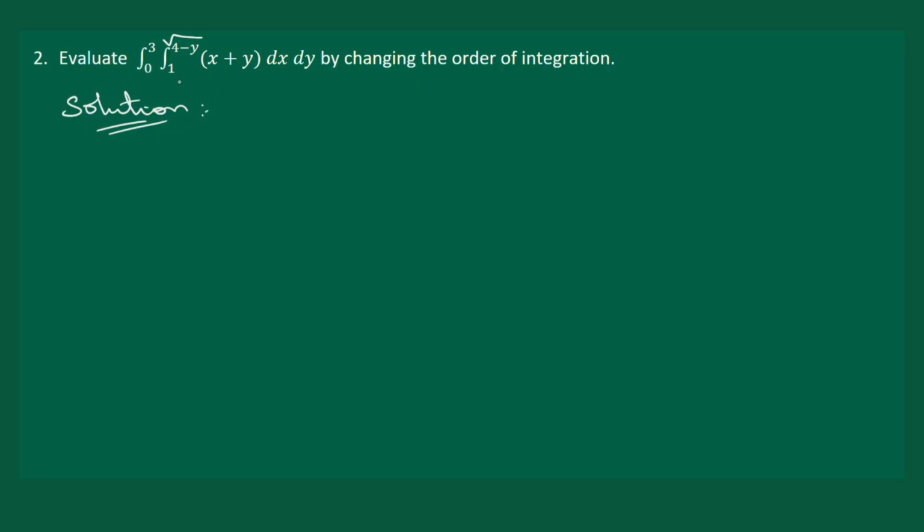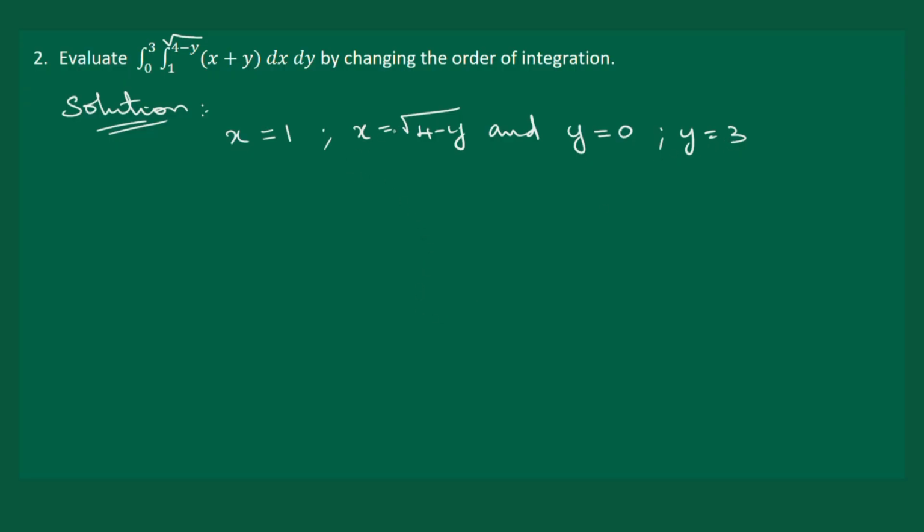If you see the innermost integral, it has the variable y in the limit for the differential x, so we can write that x varies from 1 to root of 4 minus y. So here we can write x is equal to 1 as one equation and x is equal to root of 4 minus y as another equation, and these are the limits for x. Next, the limits for y are y is equal to 0 to y is equal to 3.